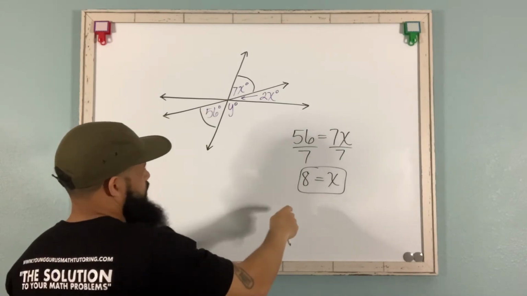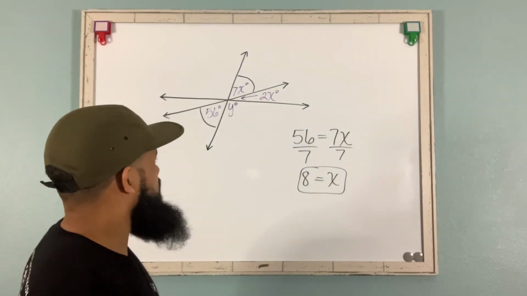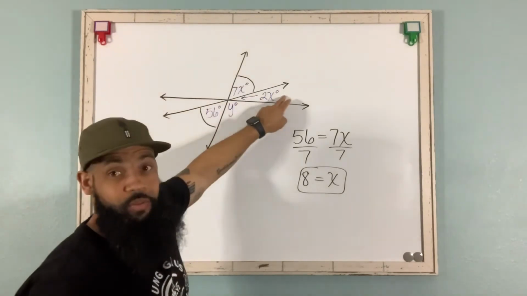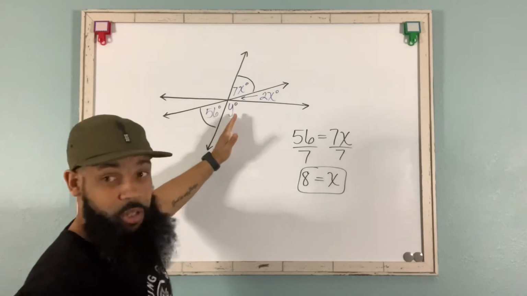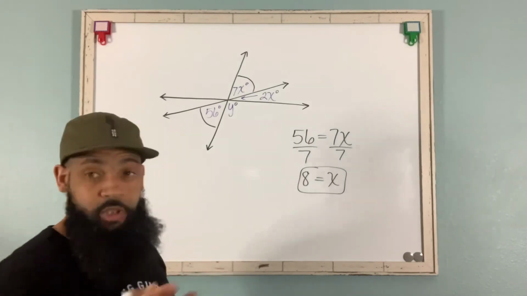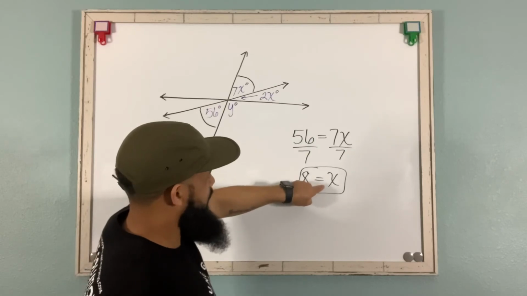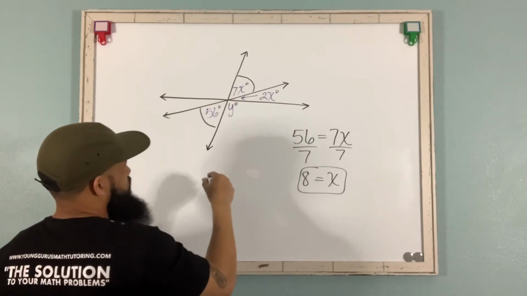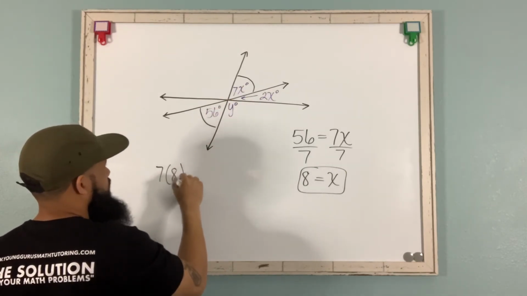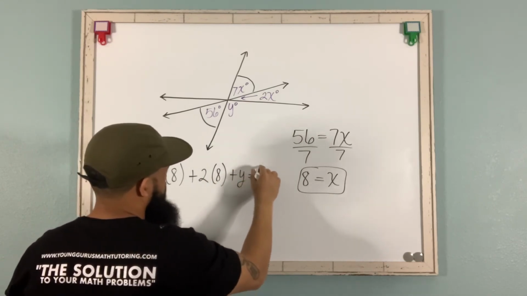Well, first things first, I can do a couple of different things. There's not just one way to do this. So I see that this angle of 7x degrees and this angle of 2x degrees form a linear pair with y. So we can add all three of those up and get 180. That's the approach I'm going to take. But in order to do that, I first want to substitute 8 in for these two x's, right? So basically, x is equal to 8. So 7 times 8 plus 2 times 8 plus y equals 180 degrees.